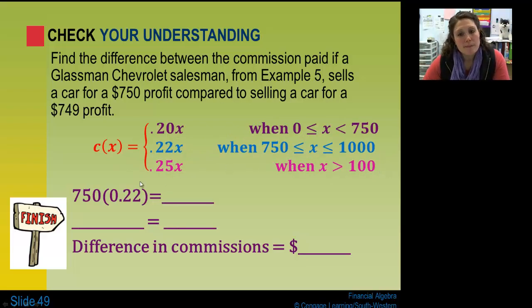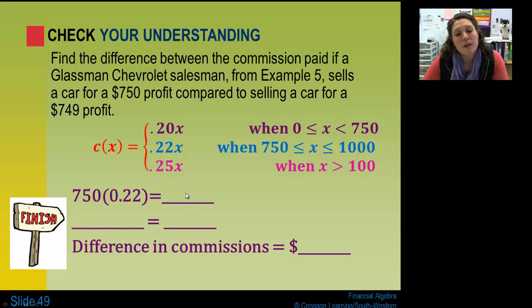So with this, they sell a car for $750 profit. So that's where I am in here. So I'm going to make a 22% commission. So 750 times 22% commission, you need to go ahead and fill in that value there, please. Then the second part of this is if we sold a car which had a $749 profit. Well, if $749 is my profit, I fall into this purple category here. So I have the 0.20 times 749, so that's what you're going to have here.